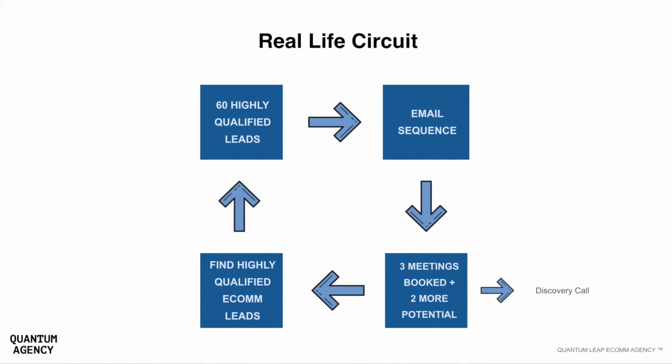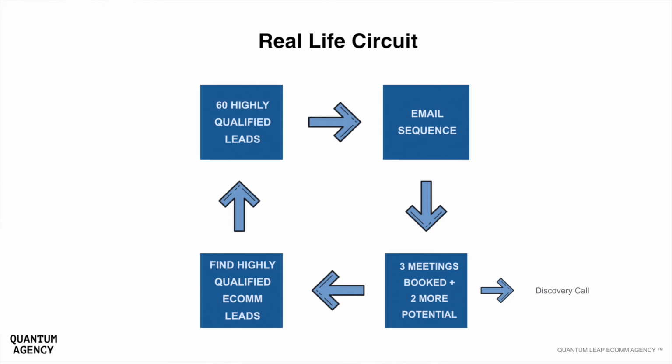And so he plugged his 60 highly qualified leads into the email sequence and outshot 3 meetings booked plus 2 more potential meetings, right? He had 3 meetings guaranteed, they were locked in, and he also had 2 more highly potential meetings ready to go. Again, he used the scripts and the qualification process from the program, and it's almost impossible for you to not get clients if you use those processes.